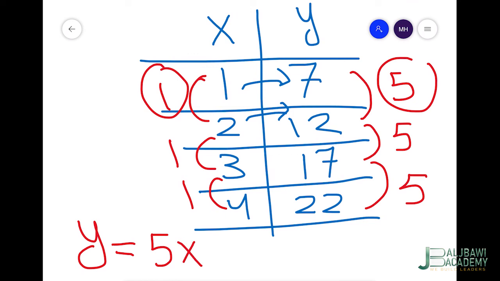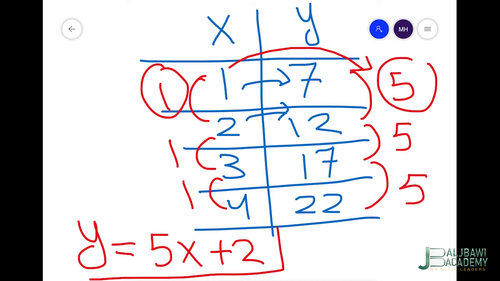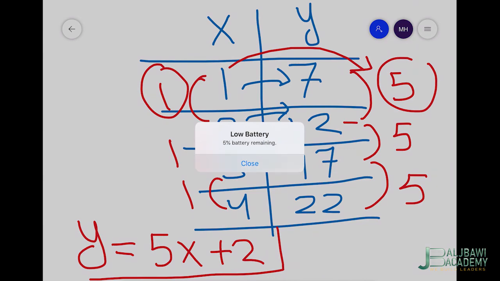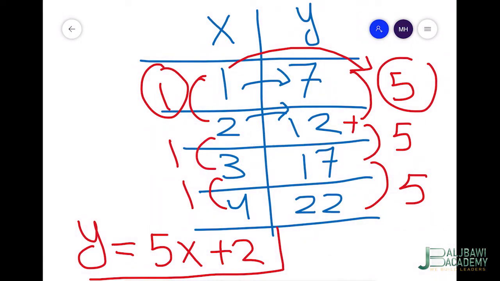If you multiply 1 by 5, you will get 5. How did it become 7? It was added by 2. So I'm trying now. Now I try on the second value. 2 multiply 5 equals 10 plus 2 equals 12. Yes, that's correct. And here 3 multiply 5 equals 15 plus 2 equals 17, and 4 as well. So this rule, or this equation, is correct.